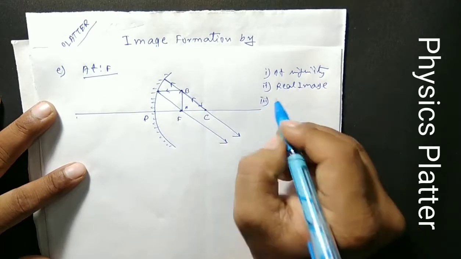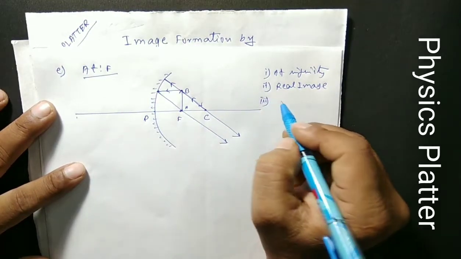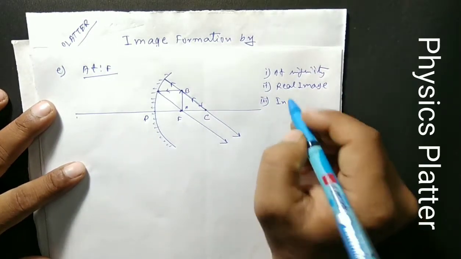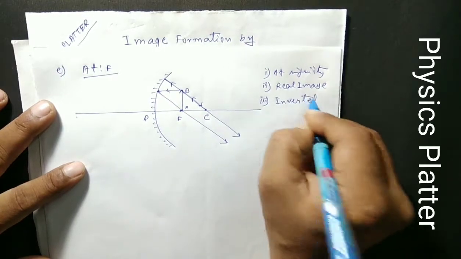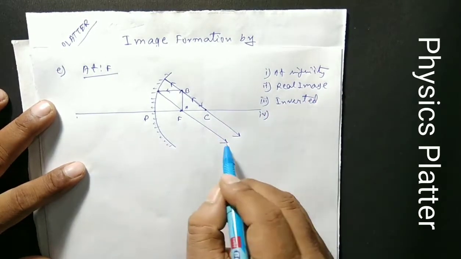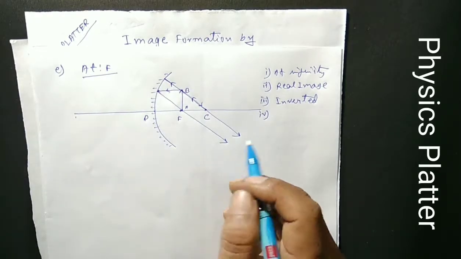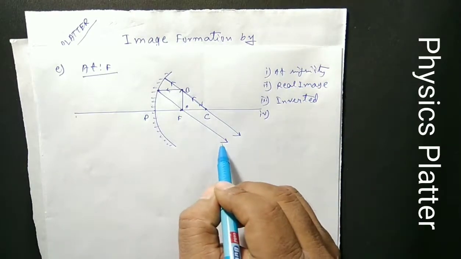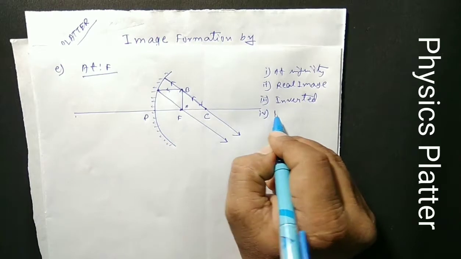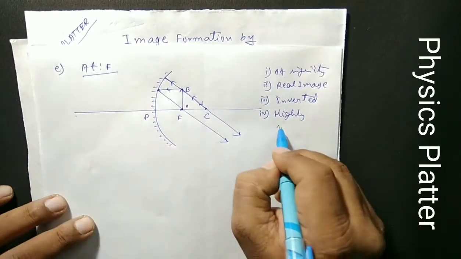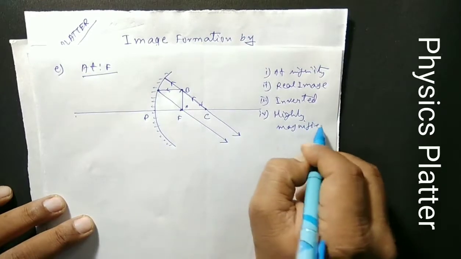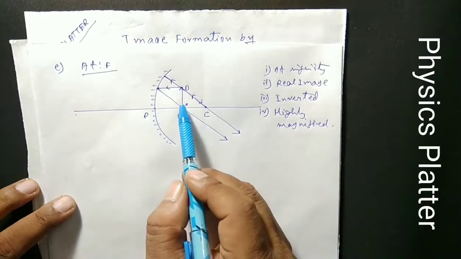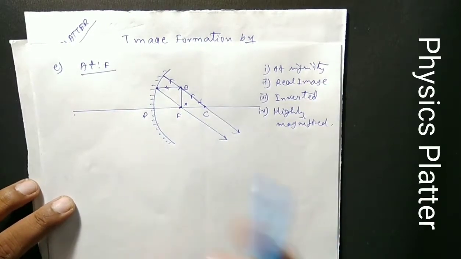Third, it is a real image, inverted, of course, again because it's below the principal axis. And number 4, it is inverted, real, at infinity, and it is highly magnified. So these are the 4 properties of the image formed when the object is placed at the focal point of the concave mirror.